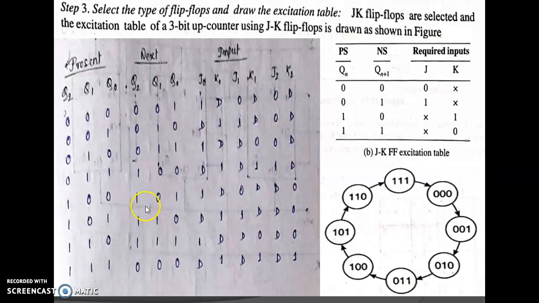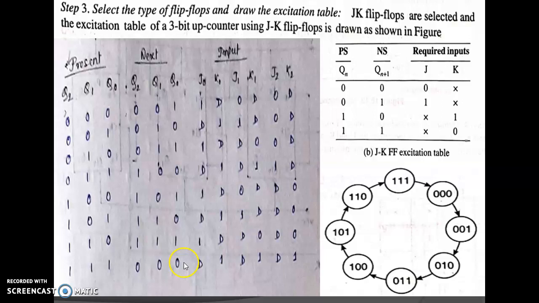Next step, 1, 0, 1 is the present state. The next state is 1, 1, 0. Next step, 1, 1, 0 is the present state. Next state is 1, 1, 1. Next step, 1, 1, 1 is the present state. Next state is 0, 0, 0.